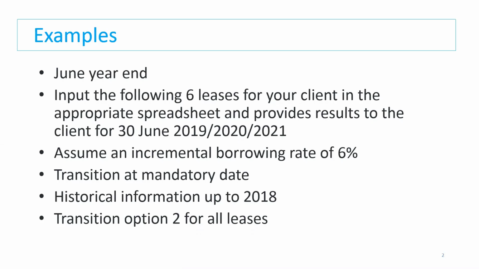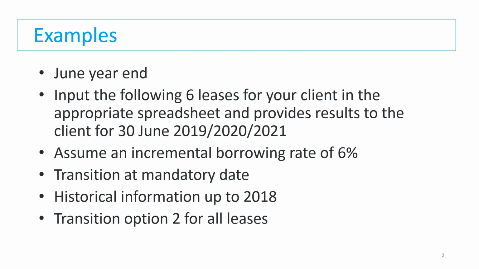This client has a June year end, and you're going to be preparing entries for 30 June 2019, 2020 and 2021. We'll assume there's an incremental borrowing rate of 6%. They only transition at the mandatory dates, and they have historical information up to 2018. And they plan to use transition option 2 for all leases.